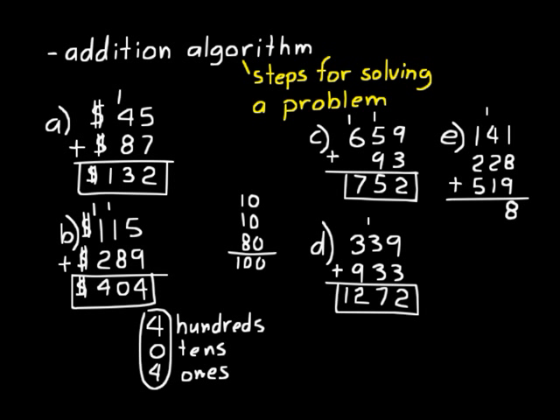1 plus 4 is 5. 5 plus 2 is 7. 7 plus 1 is 8. We don't have anything to bring to the hundreds column, so we just add those numbers up. 1 plus 2 is 3. 3 plus 5 is 8. 888.